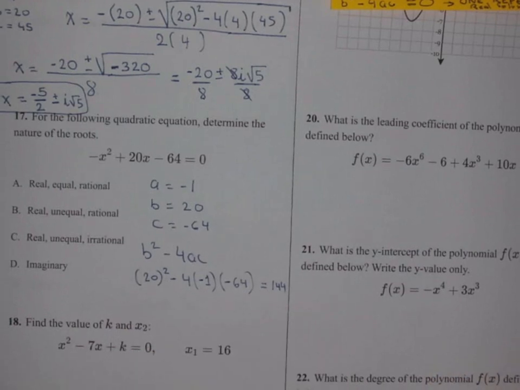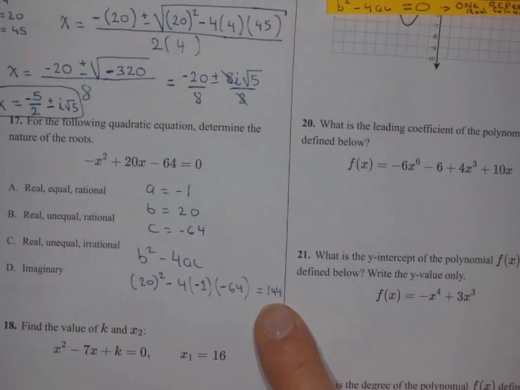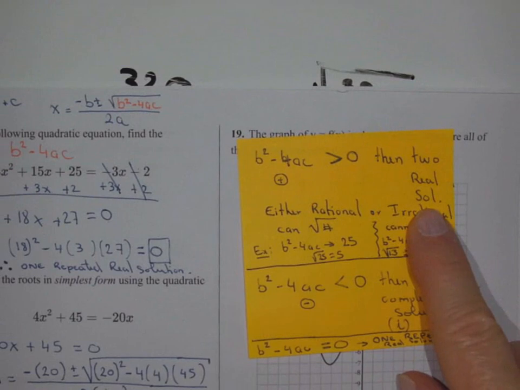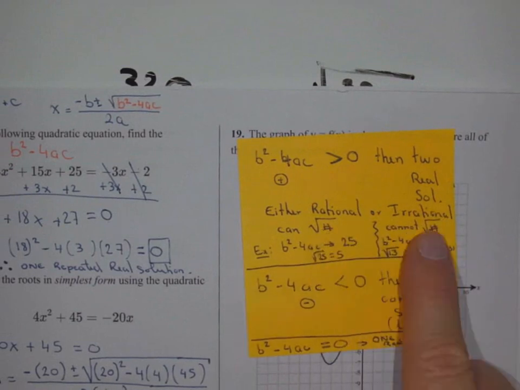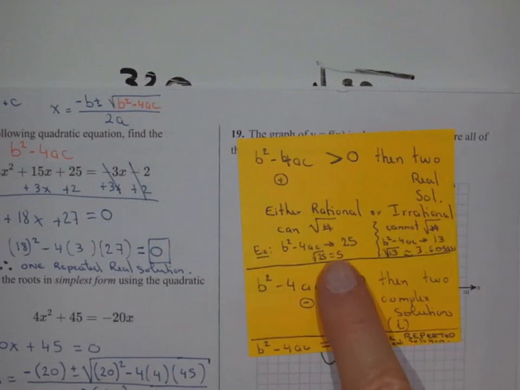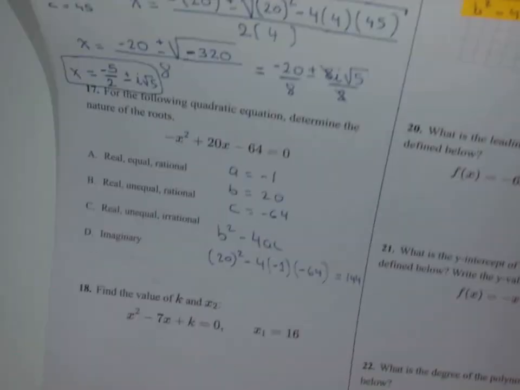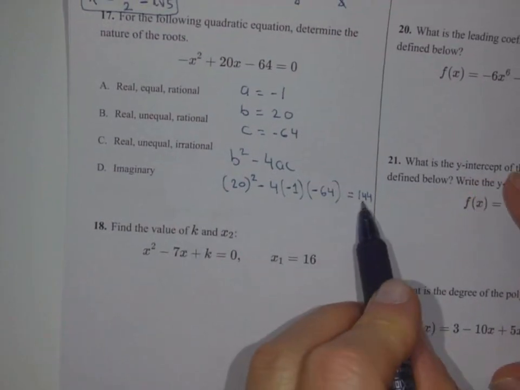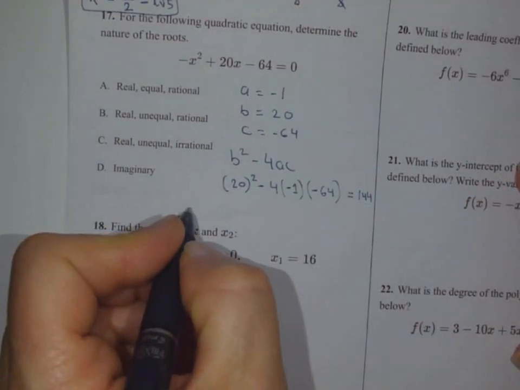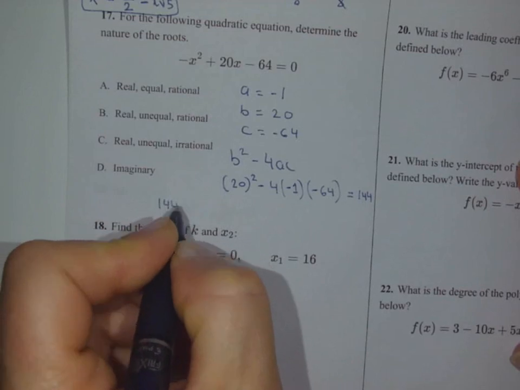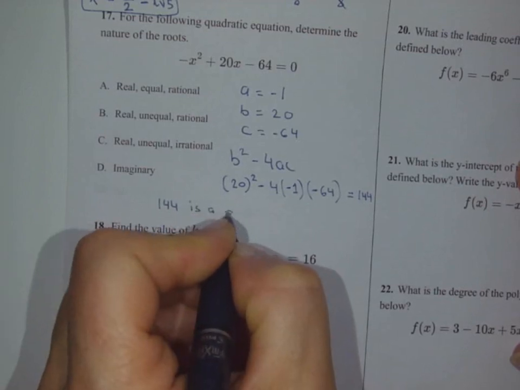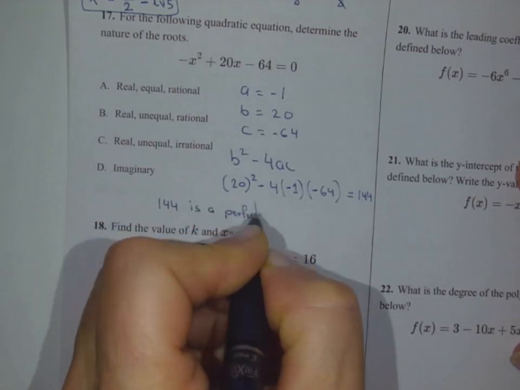And so now we have a positive number, right? So we know it's going to be two real solutions. Are they going to be rational or irrational? Can I take a square root? Is that a perfect square I have, or is it not a perfect square? Well, 144 is definitely a perfect square, right? 144 is a perfect square.